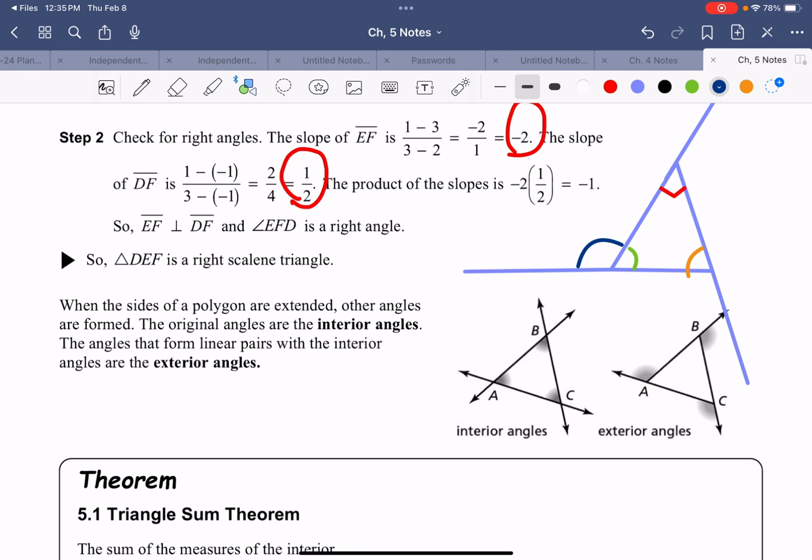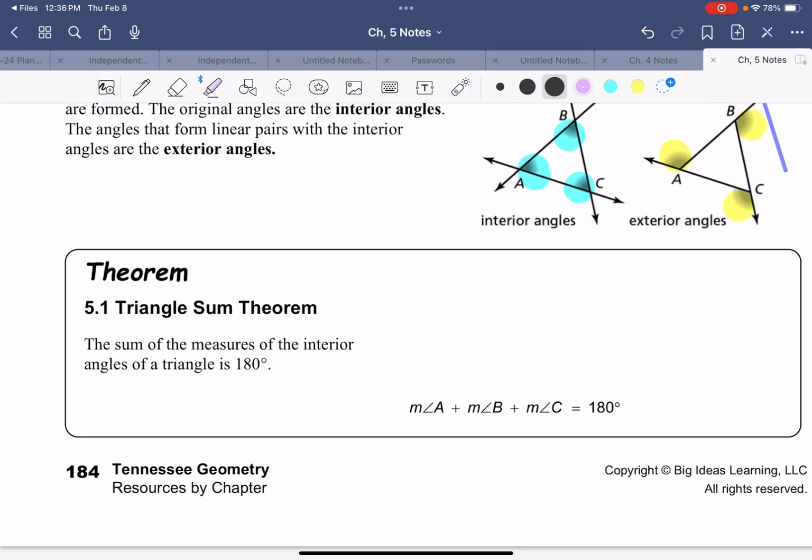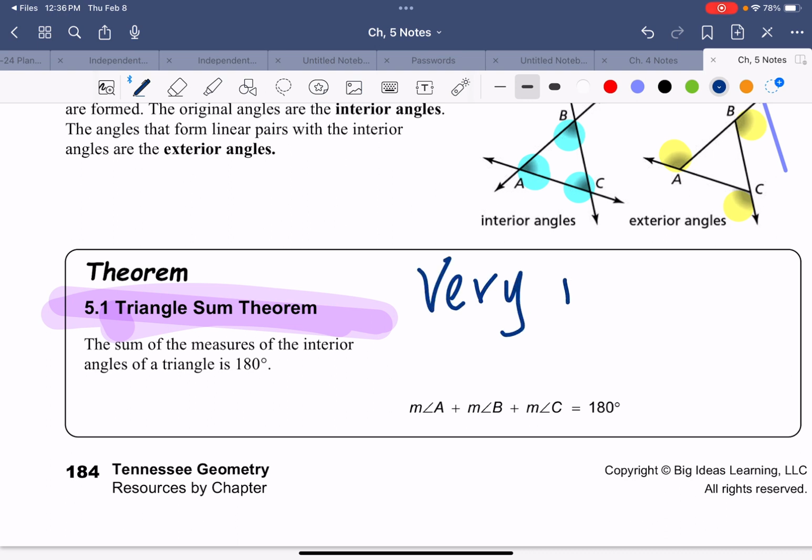So the interior angles are the ones, as you can see here, on the inside. And then our exterior angles are the ones on the outside. Now, this is a huge theorem that you need to memorize. This is very important, very important to know and memorize.